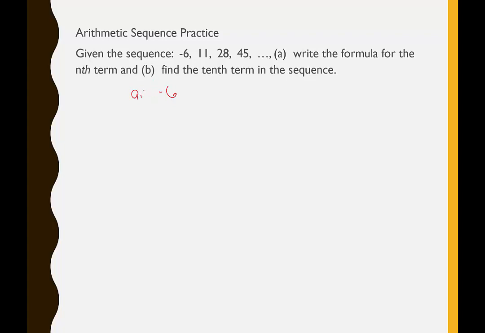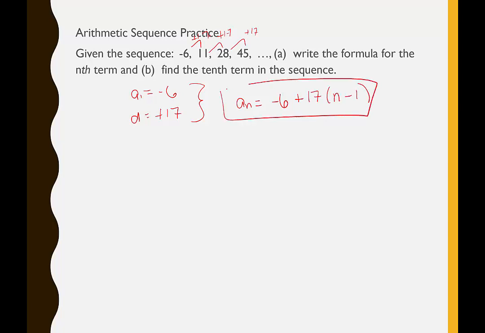The common difference, to get from negative 6 to 11, I would need to add 17. To get from 11 to 28, I would need to add 17. To get from 28 to 45, I would need to add 17. I'm seeing a common difference here of 17. So it's positive 17. Those are the two pieces of information we need to be able to write the formula. So the formula given this would be a sub n is equal to the first term plus the common difference times n minus 1. So there is our beautiful, majestic formula, and this is the answer to part A.